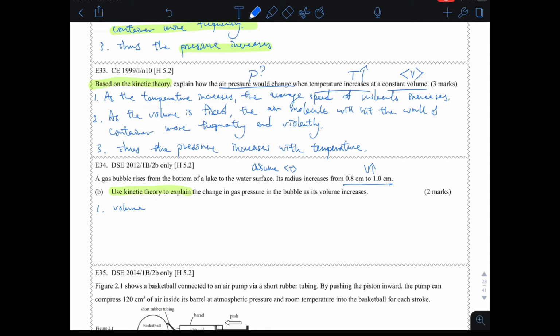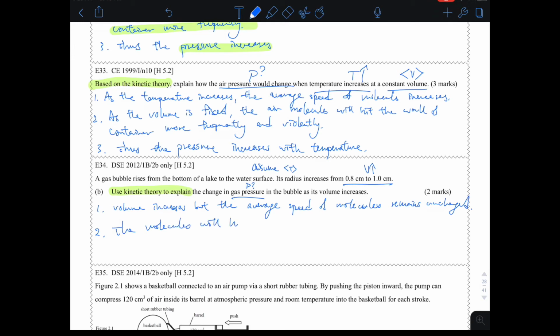Then we try to explain. The volume increases, but the average speed, we want to change in pressure. What is the change in pressure? Average speed of molecules remain unchanged. Yes, we assume same temperature and volume increases. So that's what is the effect of the pressure will be.